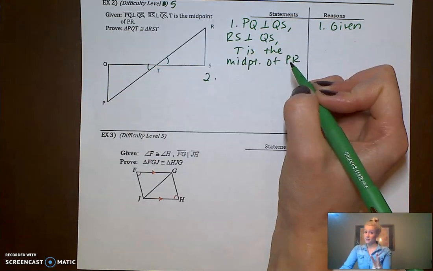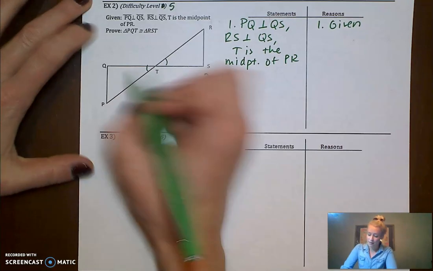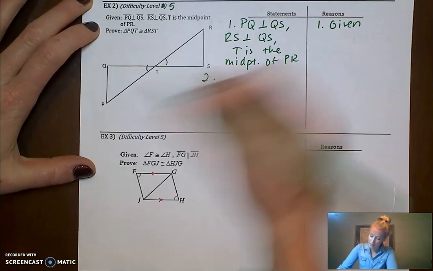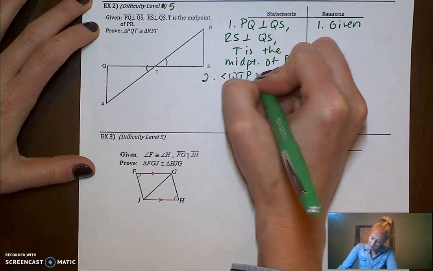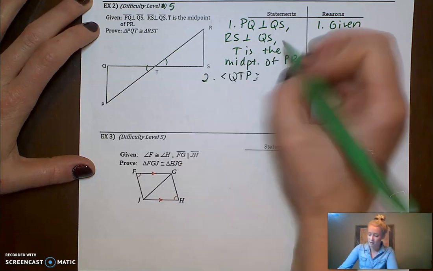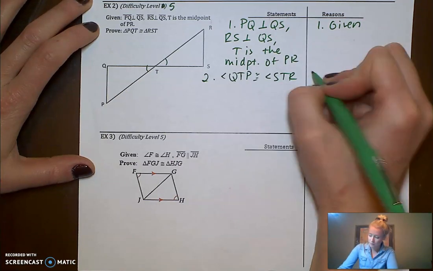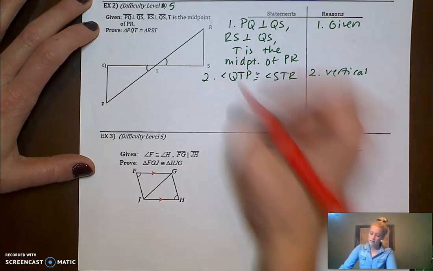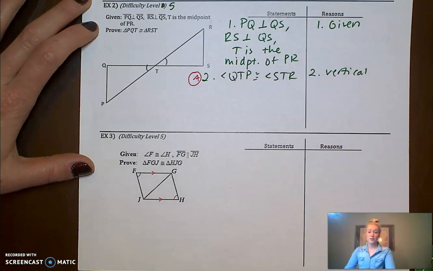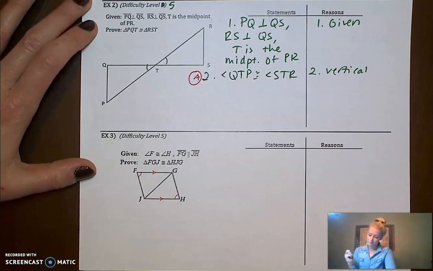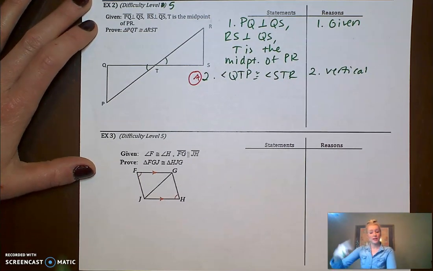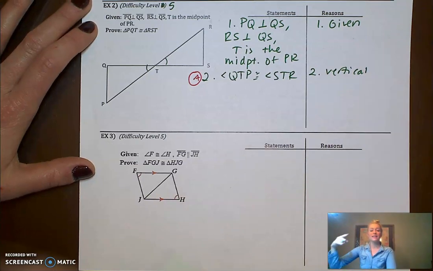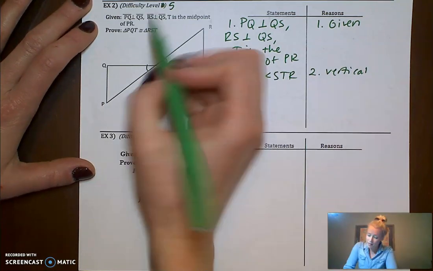I see verticals, so I'm going to list that next. I'm going to use 3 letters, so it's obvious what part I'm talking about. I'm going to say angle QTP is congruent to angle STR. And I know that because those are vertical angles. Okay, I've got 1 part congruent, it's an angle. Now I get stuck, so I go back to the given to let that lead me to something being congruent.